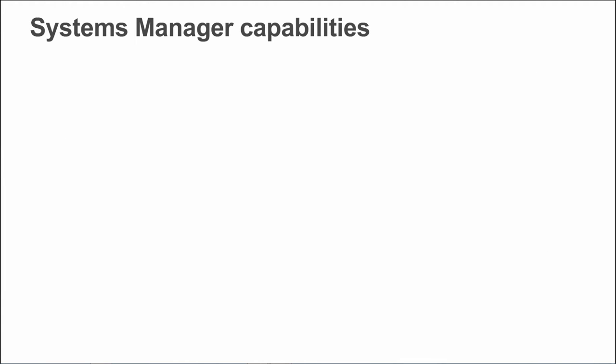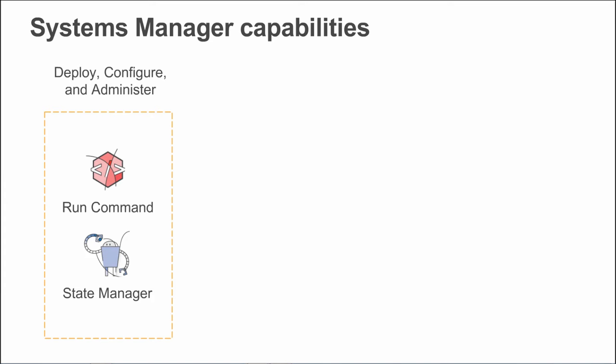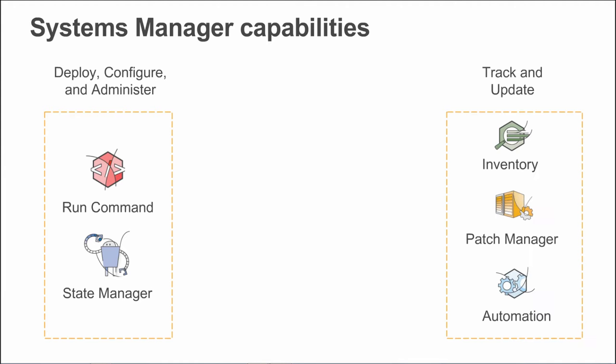Okay, so a quick overview of Systems Manager capabilities. First up, the capabilities that enable you to deploy, configure, and administer your workloads or your instances. Here we'll talk about Run Command and State Manager, and how you can easily do that without RDPing or SSHing into your instances. Then we'll talk about how you track and update resources in your enterprise. How do you know how many SQL copies are running in your enterprise? How do you do license auditing? How do you patch them if there is a zero-day vulnerability, or in general, how do you patch your fleet?